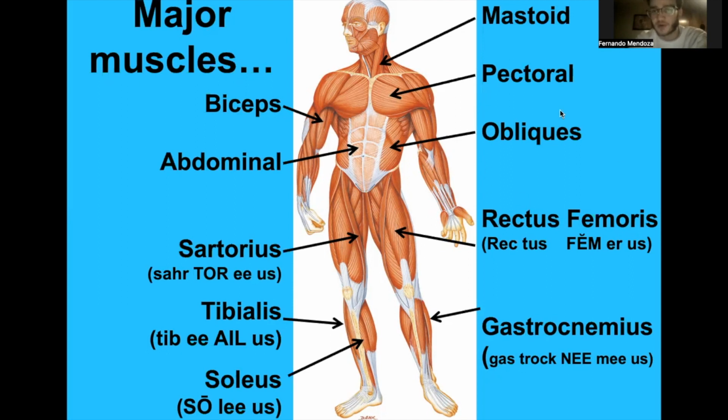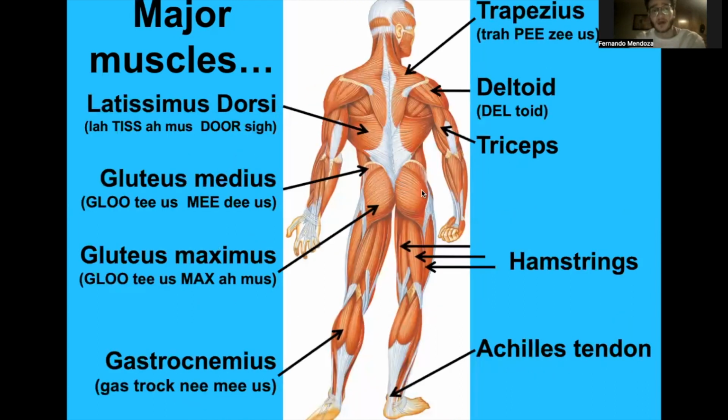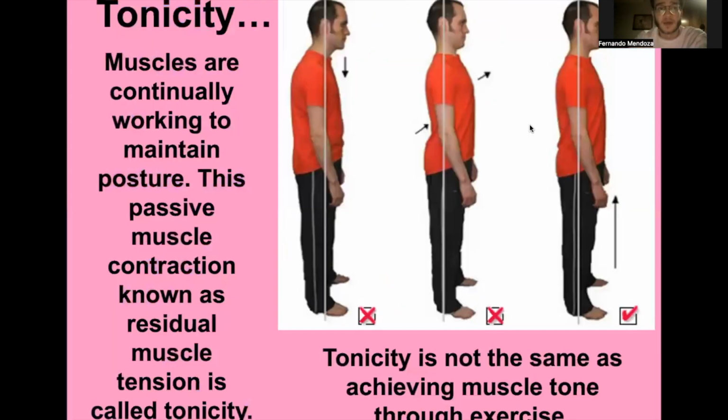the obliquus, the pectoral, and the mastoid. These are just other examples. We already saw the biceps brachii and the abdominal, but not the tibialis or the soleus or the gastrocnemius. But yeah, I just wanted to show you these other muscles. We have also the latissimus dorsi, the gluteus medius, the gluteus maximus, the gastrocnemius, the Achilles tendon, the hamstrings, the triceps, deltoid, and trapezius.